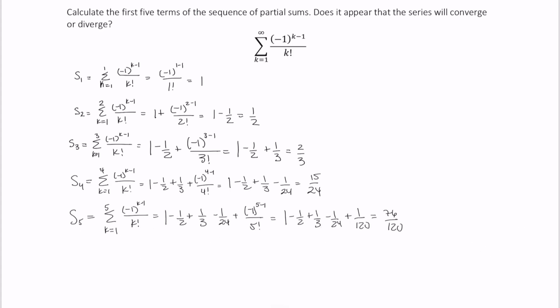So there are my first 5 partial sums. And as a sequence, we would write them as follows: 1, 1 half, 2/3, 15 over 24, 76 over 120, and so on. And I can also write this sequence as decimals. So this is the sequence of partial sums.